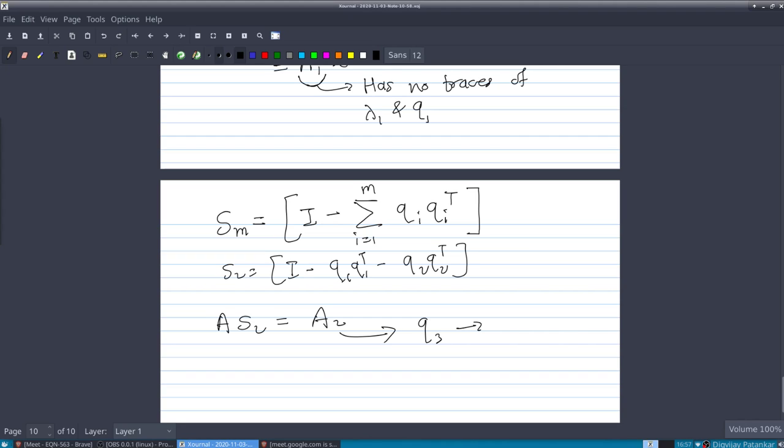You will first find out Q1. Using that Q1, you will sweep out Q1 and find out Q2. Then using Q1 and Q2, you will sweep out both and find out Q3. Got it?